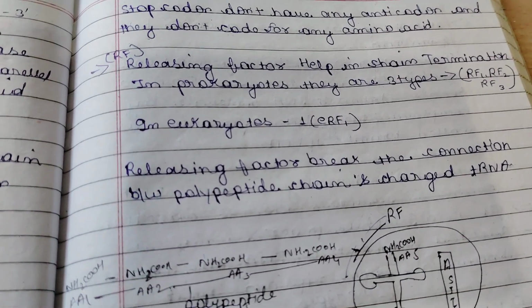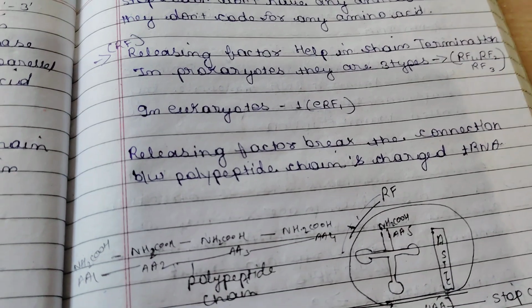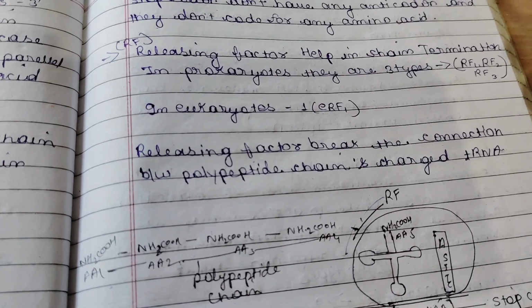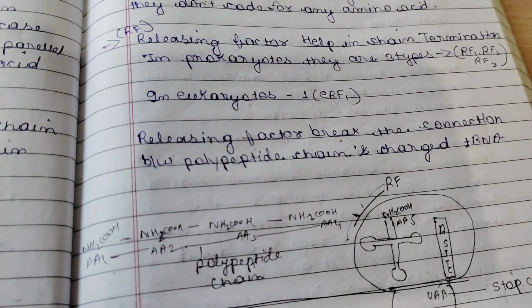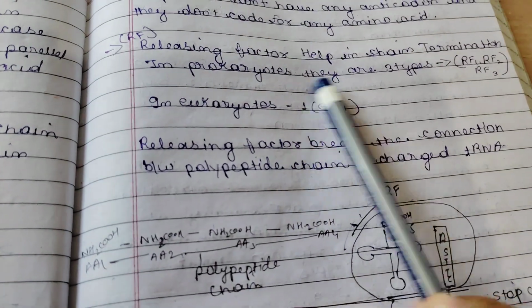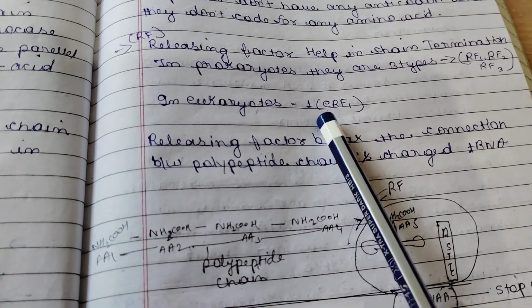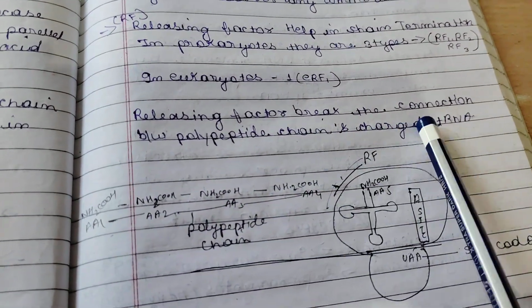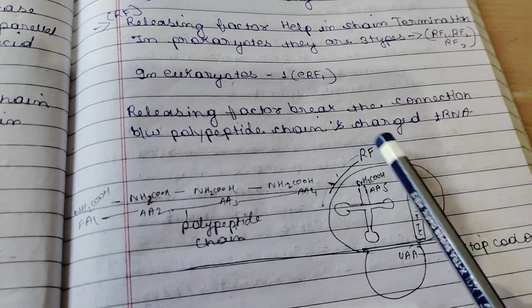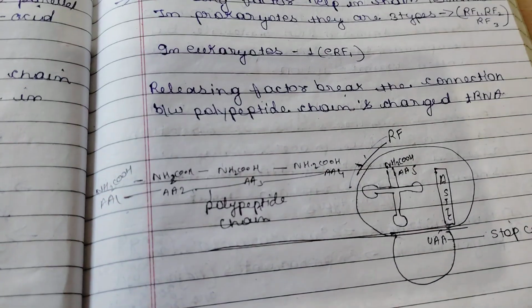The releasing factor, or RF in short, helps in chain termination. In prokaryotes, there are three types of releasing factor: releasing factor 1, 2, and 3, and in eukaryotes there is only one type of releasing factor, that is eRF1. The releasing factor breaks the connection between the polypeptide chain and the charged tRNA.